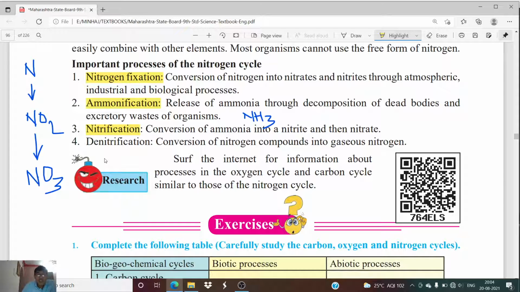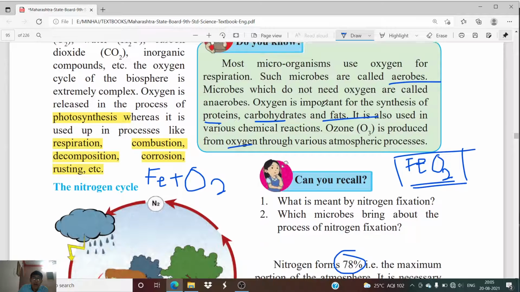Then denitrification, obviously it is going to be opposite to that of nitrification. So what is denitrification? It is the conversion of nitrogen compounds into gaseous nitrogen. Okay, so compounds, for example, NO2 is there. Okay, then NO3, this is also a nitrogen compound. Then NH3, NH4, all these are examples of nitrogen compounds. And when these nitrogen compounds are converted into gaseous nitrogen, that is N2, okay, this particular process is called denitrification. Okay, so this is all about the nitrogen cycle.